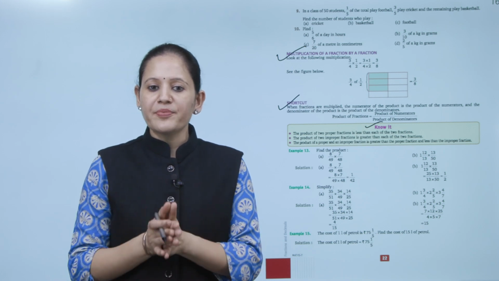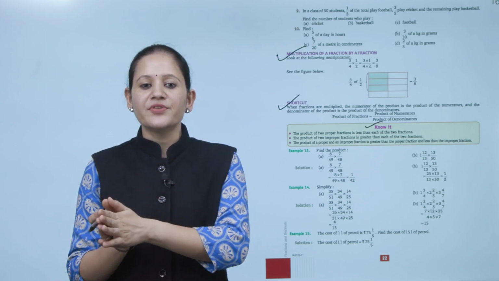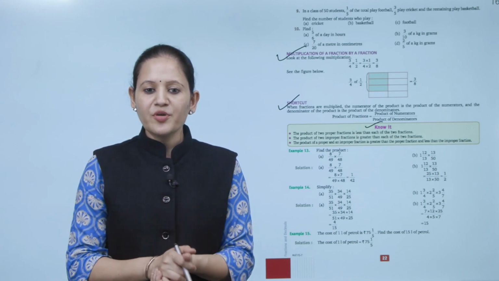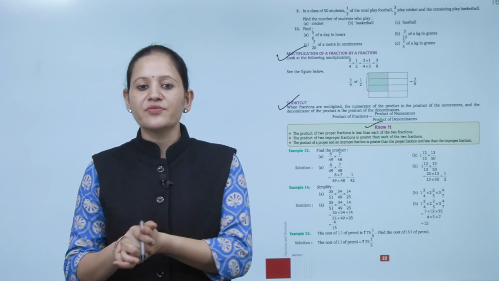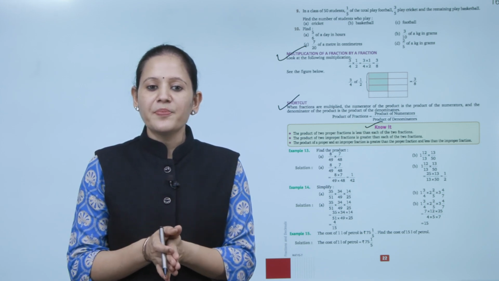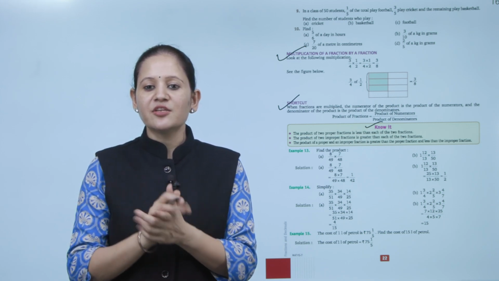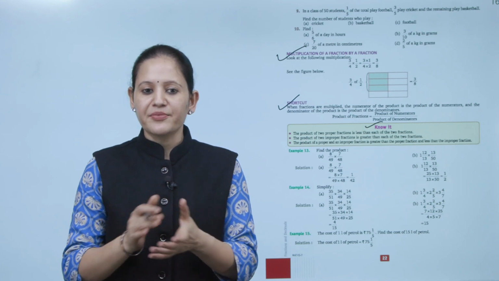The product of two proper fractions is less than each of the two fractions. The product of two improper fractions is greater than each of the two fractions. The product of a proper and an improper fraction is greater than the proper fraction and less than the improper fraction.